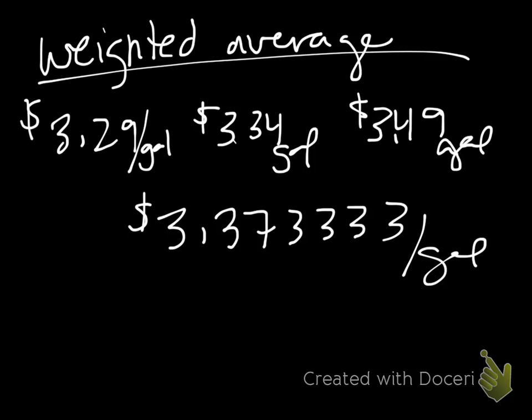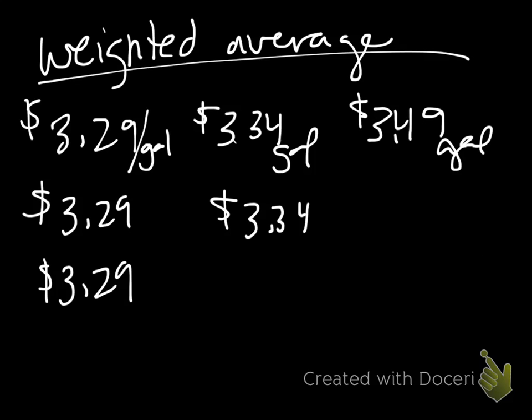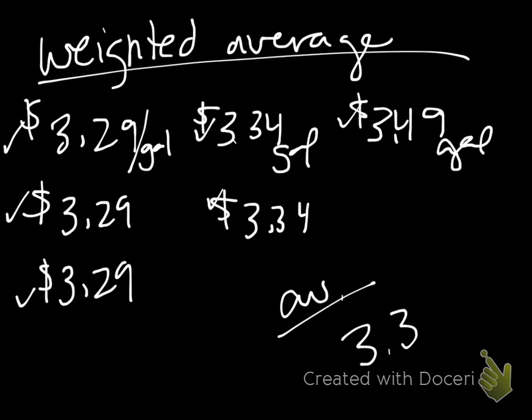Now let's change the scenario a bit. Let's say that I went to a few more gas stations and I found 3 gas stations that are selling gas for $3.29, 2 at $3.34, and 1 at $3.49. Figure out your average now. Okay, so we have an average now of $3.34 per gallon.